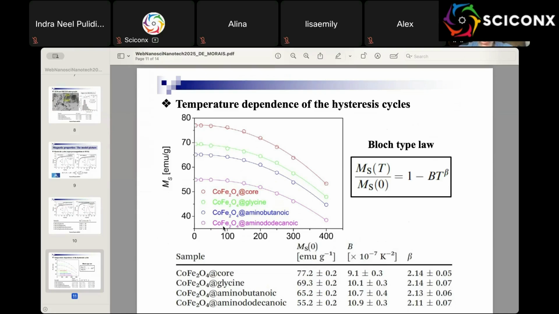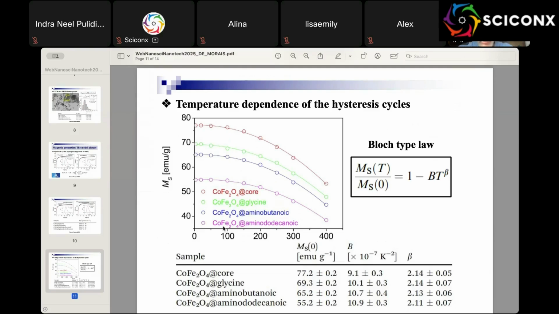But here, the key point is the systematic reduction of the 0K saturation magnetization of the sample. So as you increase the thickness of the coating layer, meaning the number of carbons in the coating molecule, you reduce the saturation magnetization. So in other words, you can modulate the saturation magnetization by changing the thickness of the surface coating.